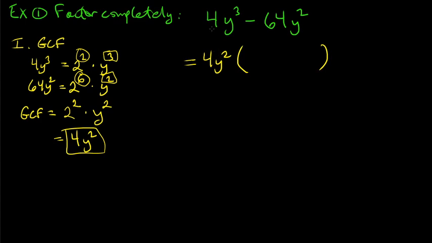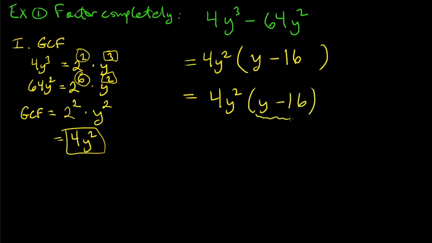Now you just divide. 4 divided by 4 is 1. We don't need to write 1 though. And y cubed divided by y squared is just y. Minus, because that's a minus. 64 divided by 4 is 16. And y squared divided by y squared is y to the 0, or just 1. So that's it. We have 4y squared times y minus 16.